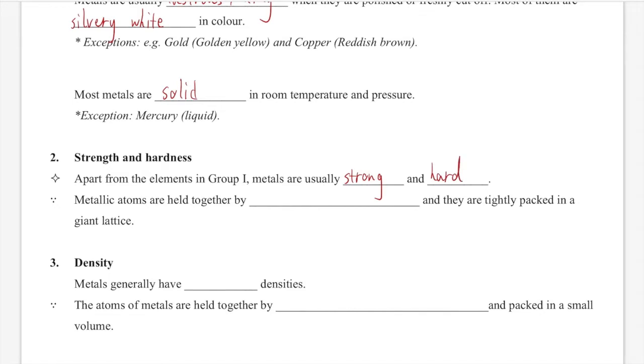Why are they strong and hard? Now that you understand the giant metallic structure, we can use the structure to explain the property. Metals have metallic bonds, and the metal atoms are held together by strong metallic bonds, and they are tightly packed in a giant lattice structure, so they are very strong and hard.